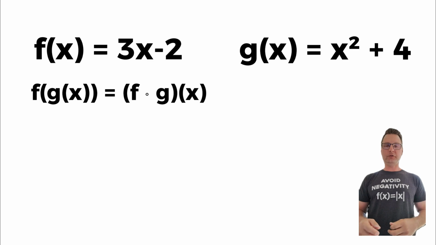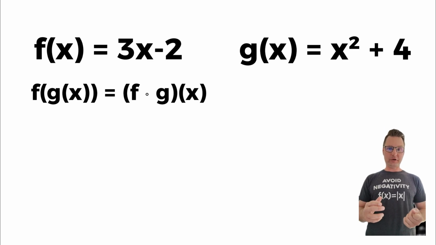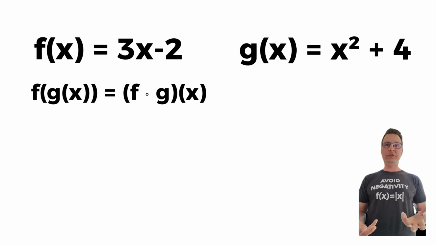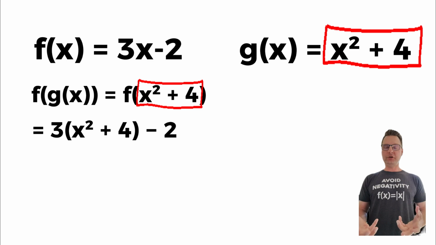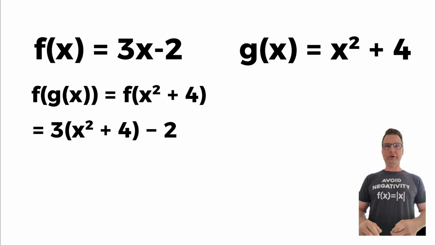f of x equals 3x minus 2 and g of x equals x squared plus 4. And the question is, find f of g of x. Composition simply means plug one function into the other. So f of g of x means we plug g of x into f. Since g of x equals x squared plus 4, we substitute that into f. So we get f of g of x equals 3 times (x squared plus 4) minus 2.